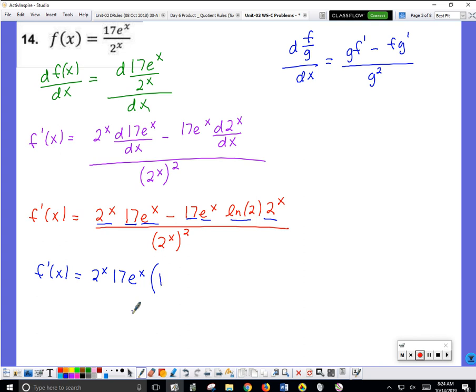Remember, factoring is reverse distribution. So you're going to take all of this, you're going to do the old rainbow thing, so multiply by 1 to get this, minus ln of 2, all over 2 to the x squared.